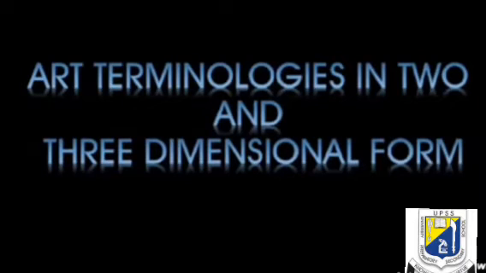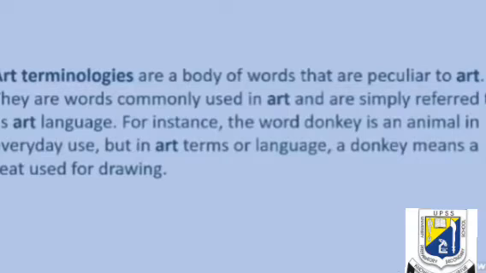Art terminologies in 2- and 3-dimensional forms. What are art terminologies? Art terminologies are a body of words that are peculiar to art. They are words commonly used in art and are simply referred to as art language. For instance, the word donkey is an animal in everyday use, but in art terms or language, a donkey means a seat used for drawing.